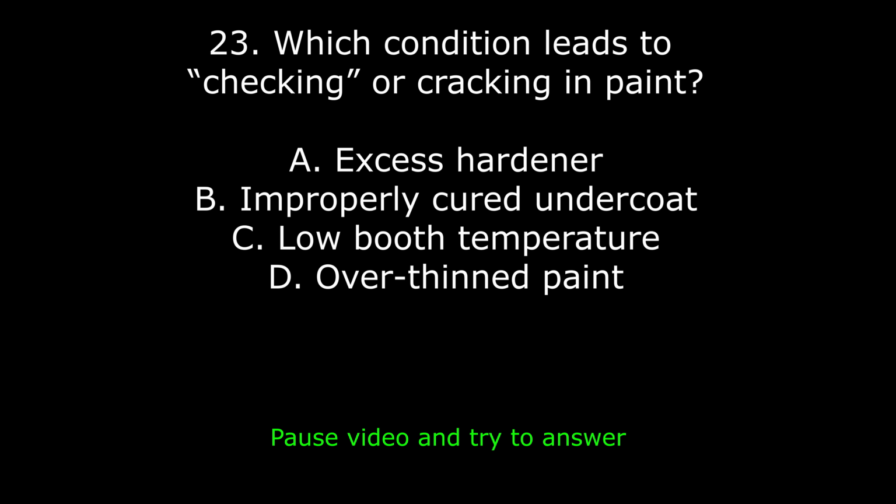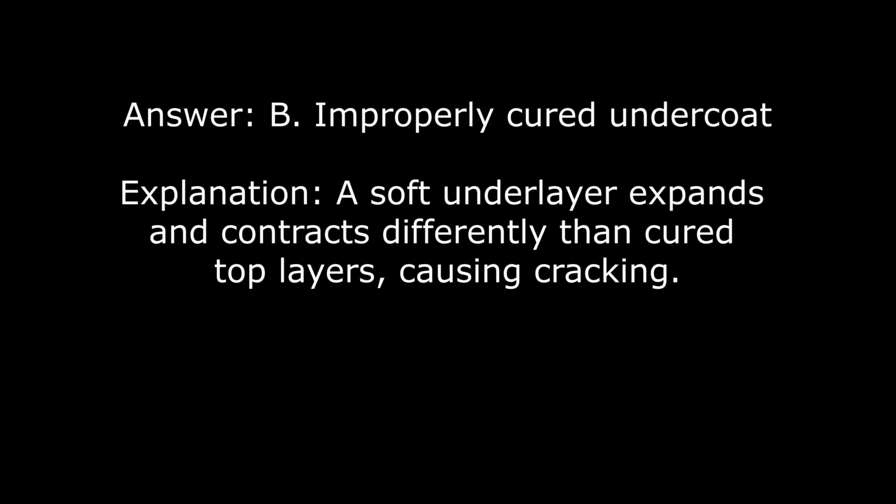23. Which condition leads to checking or cracking in paint? A. Excess hardener. B. Improperly cured undercoat. C. Low booth temperature. D. Over-thinned paint. Answer. B. Improperly cured undercoat. Explanation. A soft underlayer expands and contracts differently than cured top layers, causing cracking.